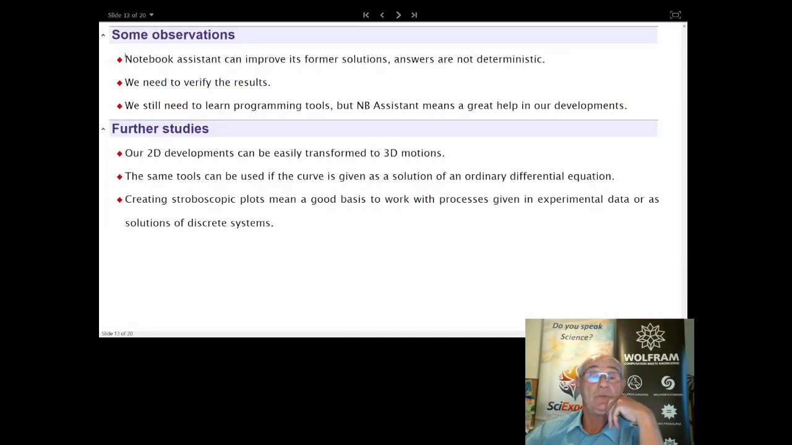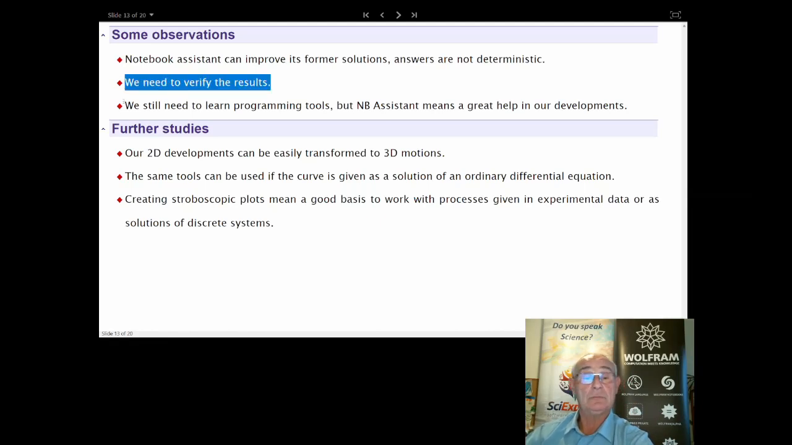Now, let's make some observations. Notebook Assistant can improve its former solutions. Answers are not deterministic. We need to verify the results, that's obvious, and we still need to learn programming tools, but Notebook Assistant means a great help in our developments.